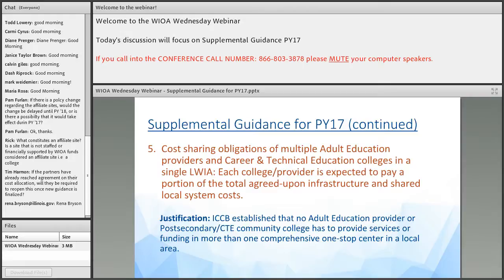Okay, and Tim Harmon asked a question, if partners have already reached agreement on their cost allocation, will they be required to reopen this once new guidance is finalized? Tim, honestly, it's really going to depend on what the federal guidance says. And Mike, would you like to offer anything else? Yeah, I mean, I think we would hope not. Yeah. That would certainly be part of the conversation we have with DOL, but at the end of the day, we'll have to do what they direct us to do.